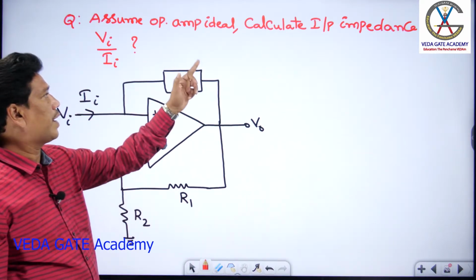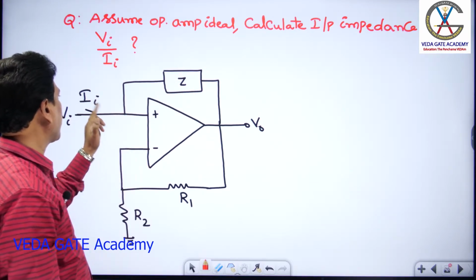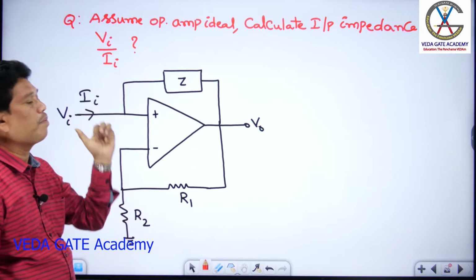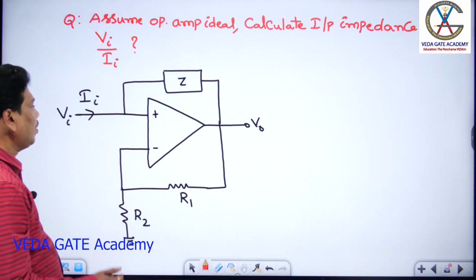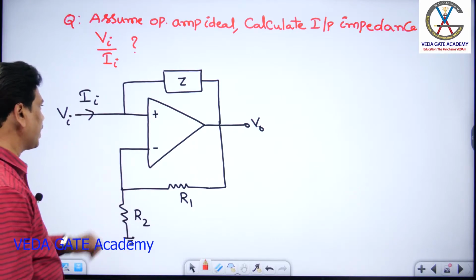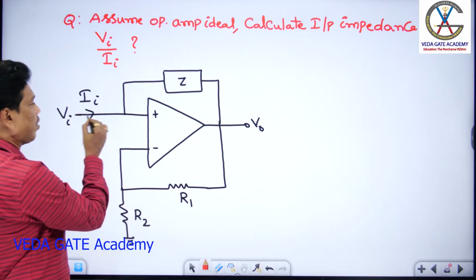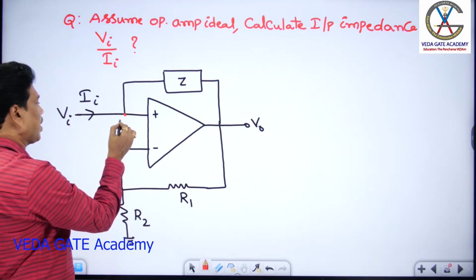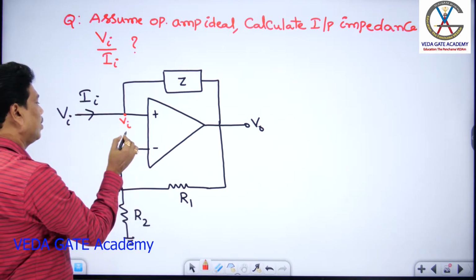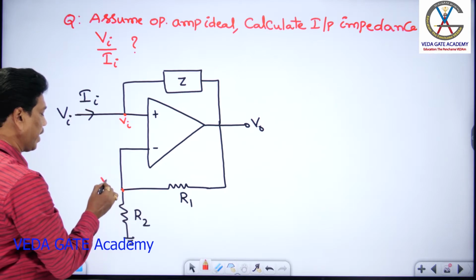Assume the op-amp is ideal, and calculate the input impedance Vi by Ii. This is a closed loop circuit. Here the signal voltage is Vi, with no impedance element. The node voltage here is Vi, so using virtual ground, the voltage here should also be Vi.